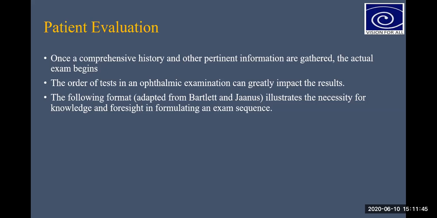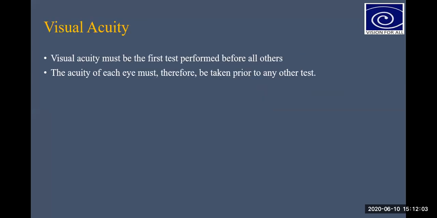Realize, however, that any drug introduced into the eye can affect subsequent tests. So the order of tests in an ophthalmic examination can greatly impact the result. So here is the format: at first, we have to assess the visual acuity, then pupil examination, manifest refraction, binocular testing, and anterior segment evaluation. So these are the tests we are going to read about briefly one by one.